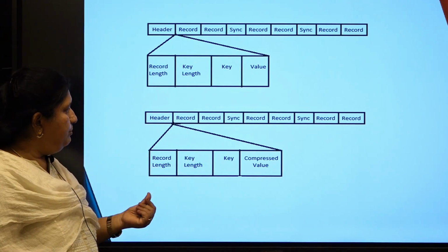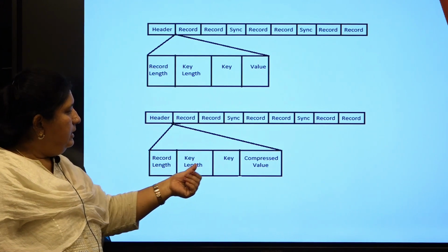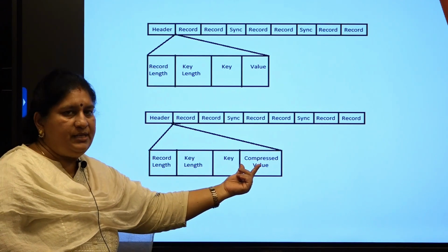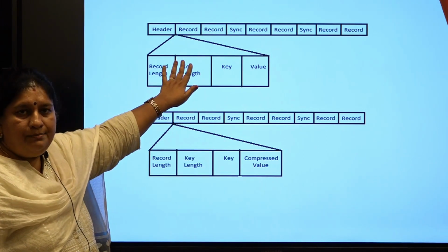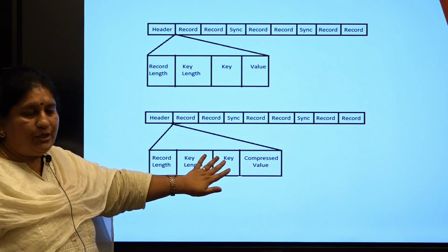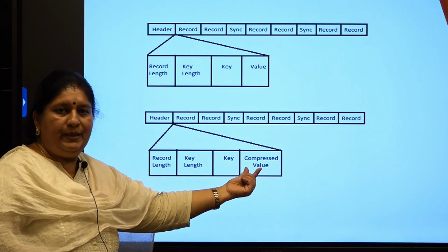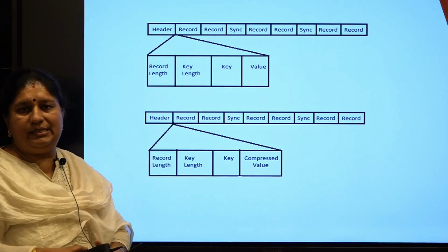Now, what did we try to maintain here? Again, record length, key length, key, and compressed value. What is the difference between these two? This is an uncompressed file, and this is a compressed file. I have used a compression technique, so which value are we placing here? The compressed value. In an uncompressed file, you directly place the value.